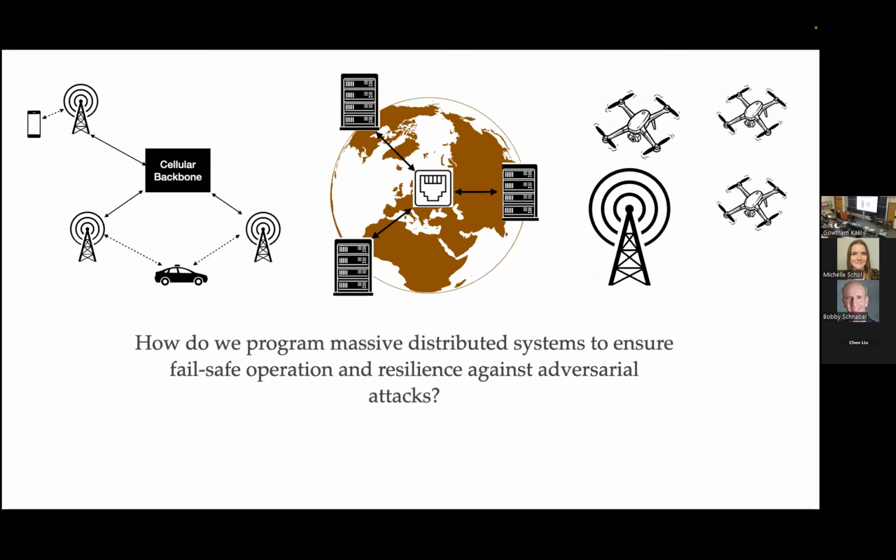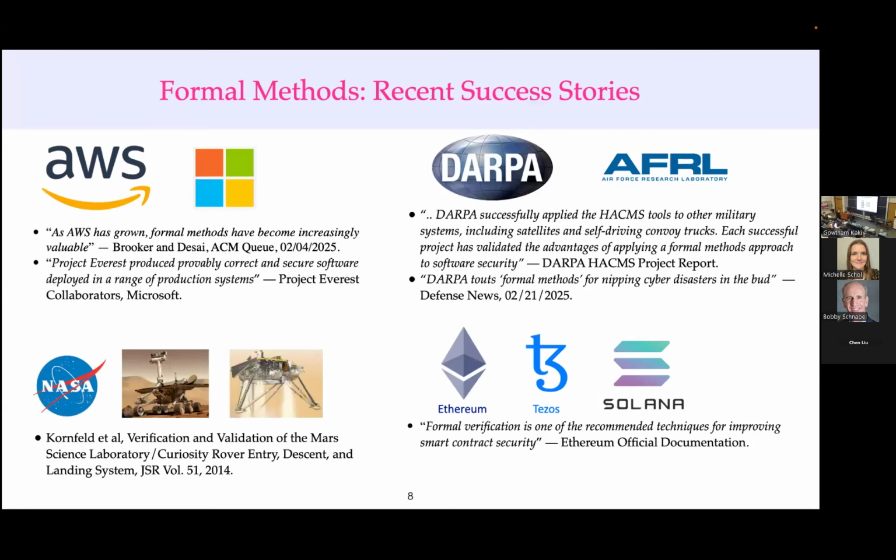Okay, so the question now is, how do we program these massive distributed systems to ensure fail-safe operation and resilience against adversarial attacks? This is the question that has been motivating programming languages and formal methods research for quite some time now. And there have been a string of successes recently. Formal methods, for example, has been widely adopted at Amazon Web Services.